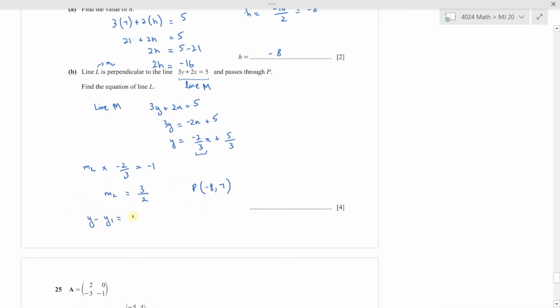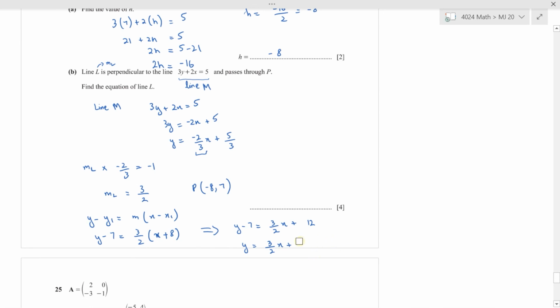y minus y1 equals the gradient into x minus x1. So y minus 7 equals the gradient, 3 by 2, into x minus x1, which is -8, so this will be +8 here. So this will be y minus 7 equals 3 by 2x plus, so I open this bracket, I get 3 by 2x, and 3 by 2 multiplied by 8 will be 12 here. And then y equals, if I take this 7 to the other side, 3 by 2x plus 12 plus 7.